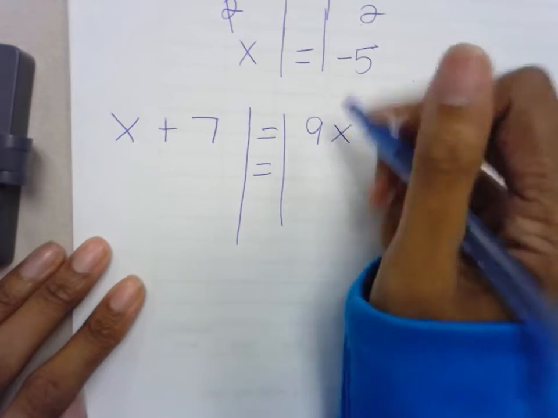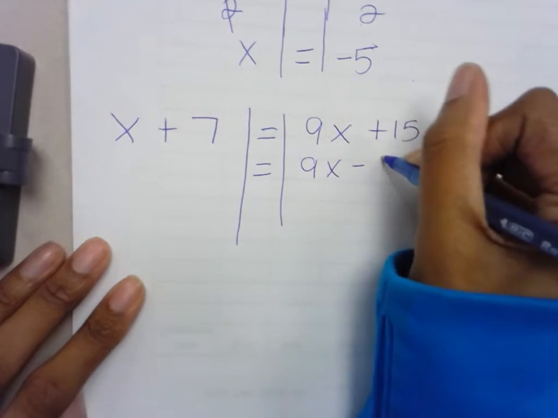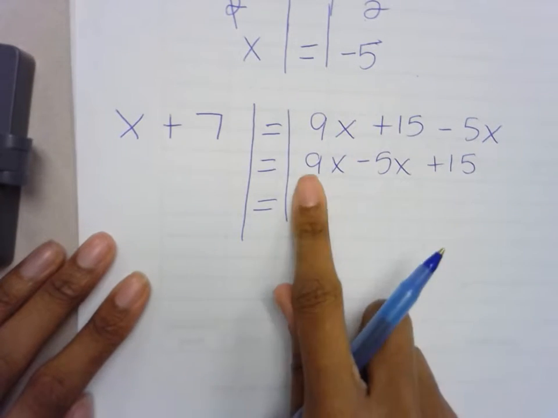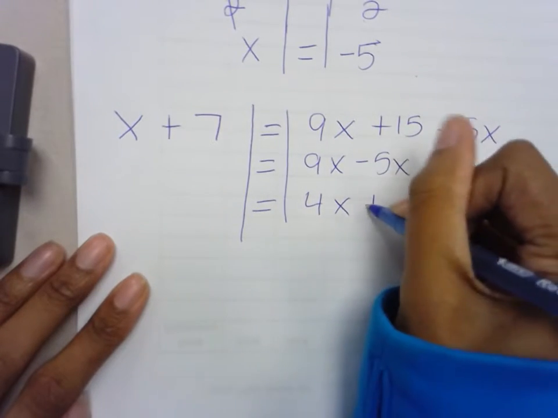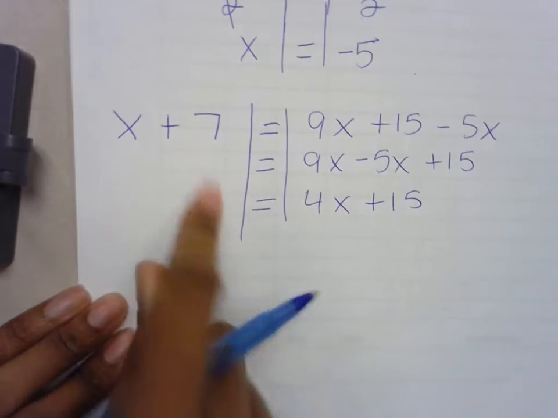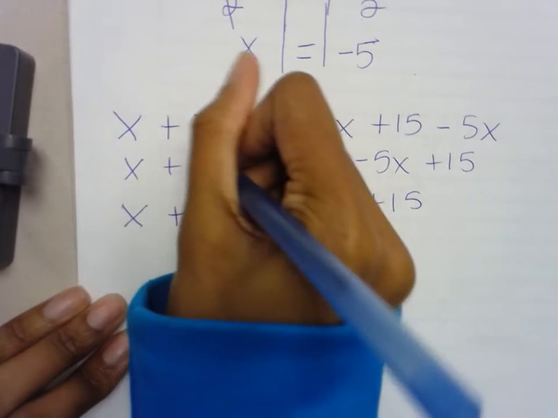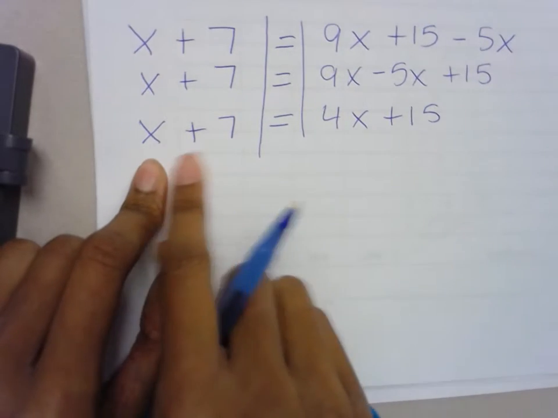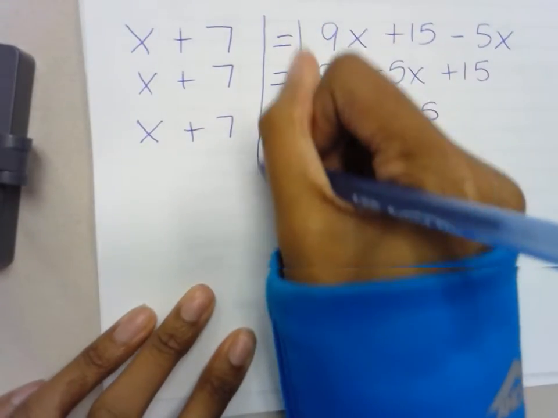So I'm going to go ahead and rewrite this, 9x minus 5x and plus 15, so I can see how I'm going to combine like terms. 9x minus 5x is 4x, and then I'm going to bring down the plus 15. And don't forget there's something on the left side, bring it down. All right, so I have everything simplified on both sides of the equal sign. Now I can solve.